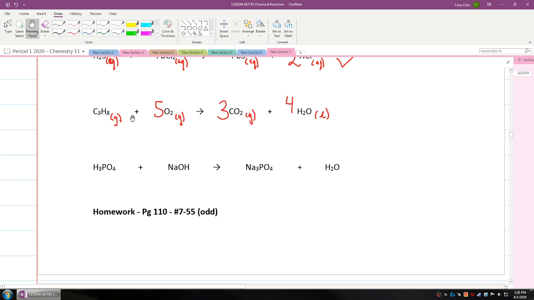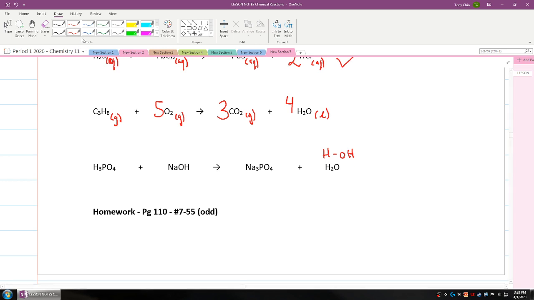So let's try balancing this. But as you see, you have an OH group, that's a polyatomic ion. So your first step when you see this case is to write water differently. You want to write water as H, OH. And that's going to help you balance this question a lot easier.